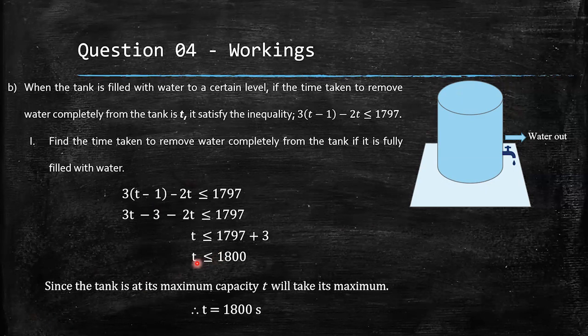So what's the value of t? t can take values less than or equal to 1800. So t can be from 0 to 1800; t can take any value. So the highest value of t is 1800. Since the tank is at its maximum capacity, t will take its maximum value, which is t equals 1800 seconds.